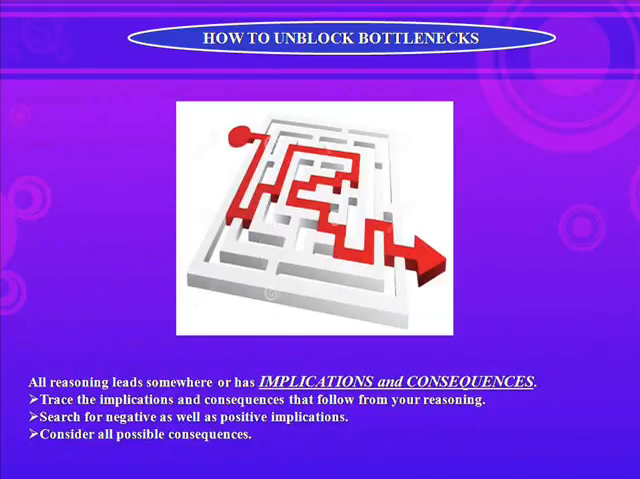All reasoning leads somewhere or has implications and consequences. Trace the implications and consequences that follow from your reasoning. Search for negative as well as positive implications and consider all possible consequences.